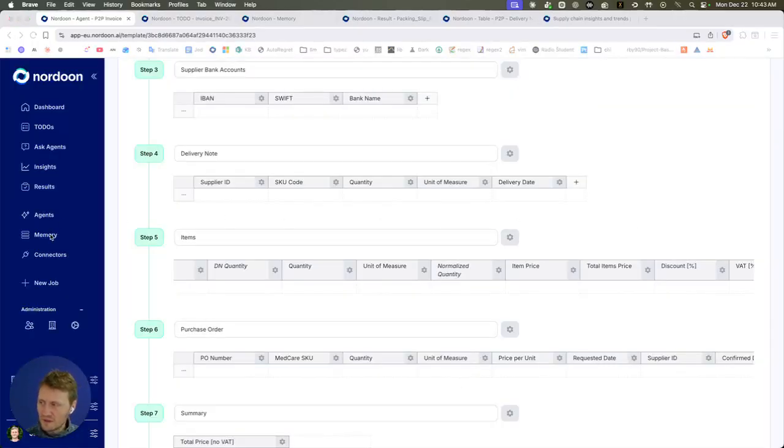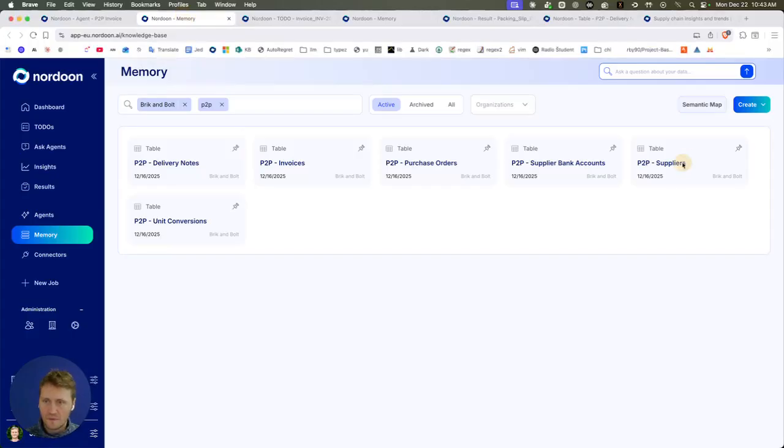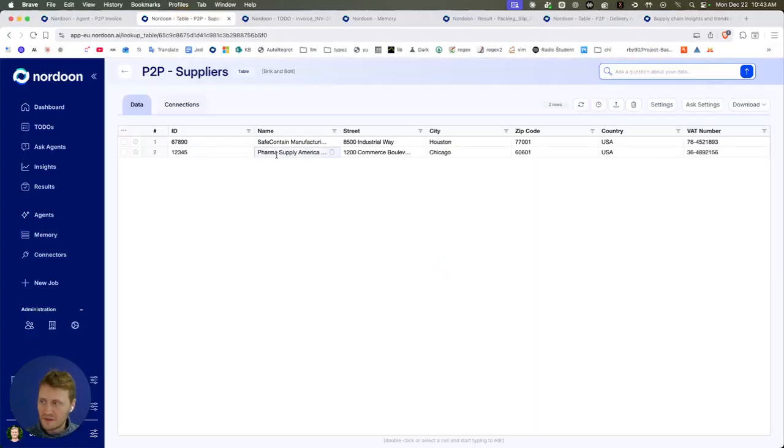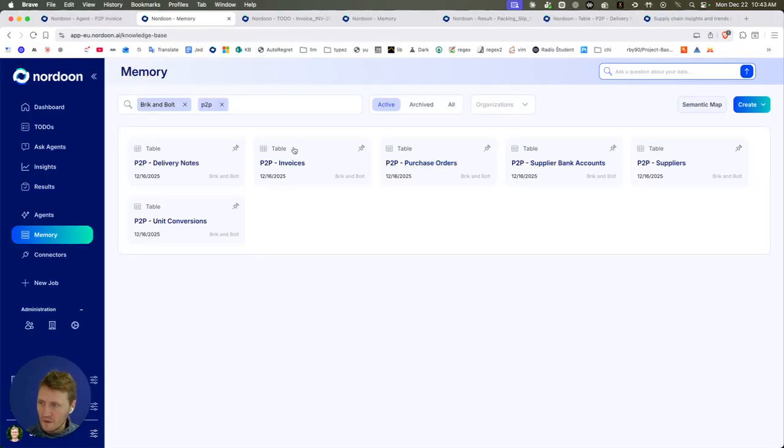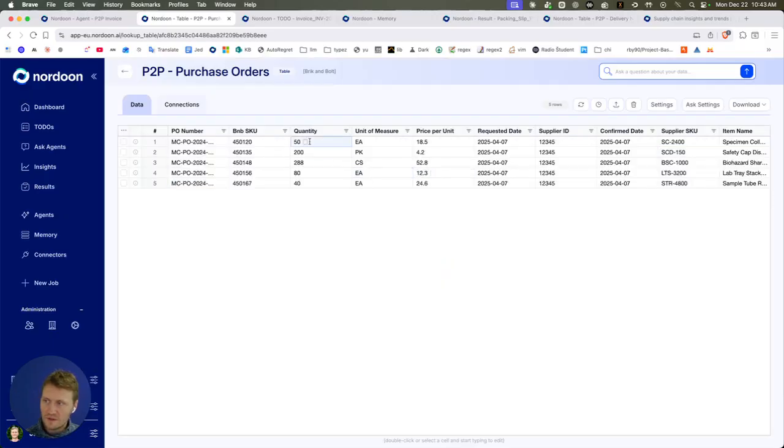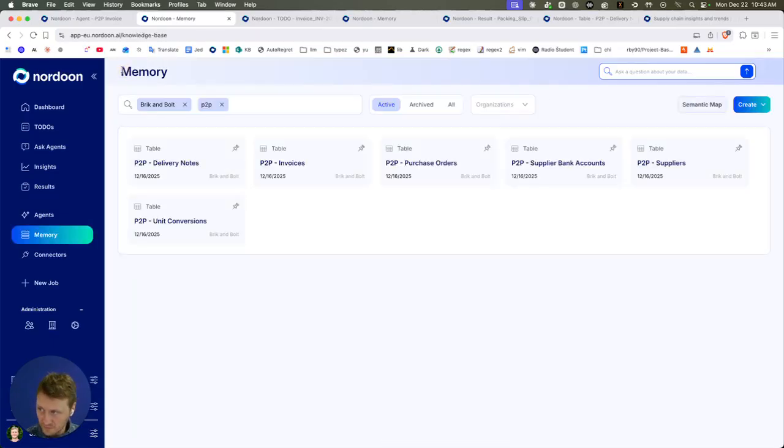Now let's quickly look at the memory tables involved, which are what powers these validations. We have known suppliers. In this case, we know what their VAT numbers should be. We have known purchase orders. So we know what the unit of measure is, what the quantities are, what the confirmed dates are, and what the supplier SQs are called for our SQ codes.